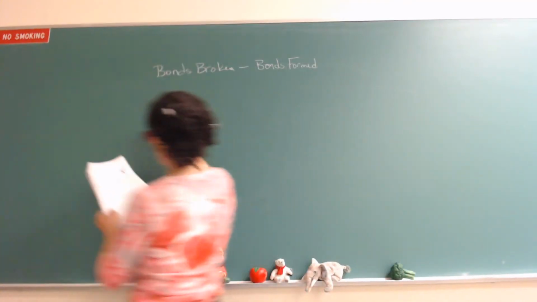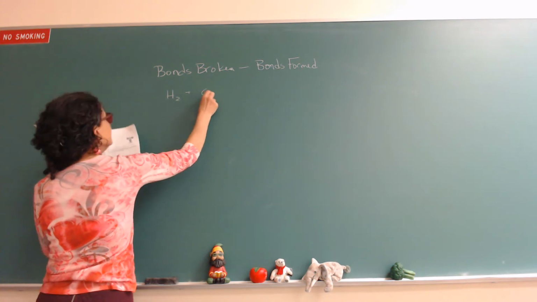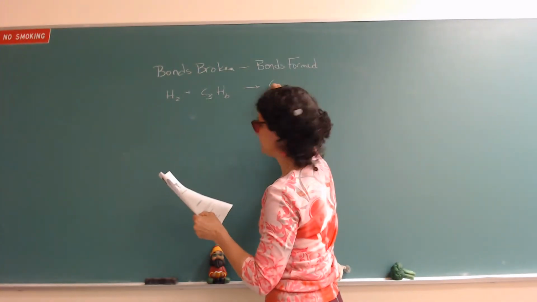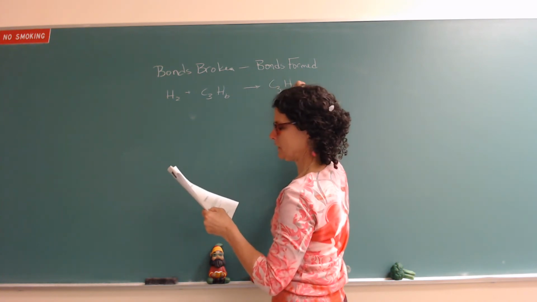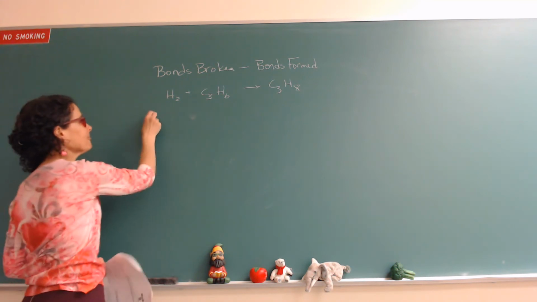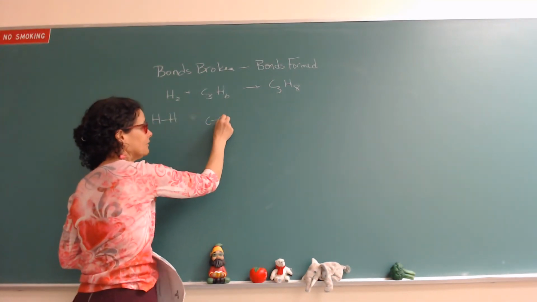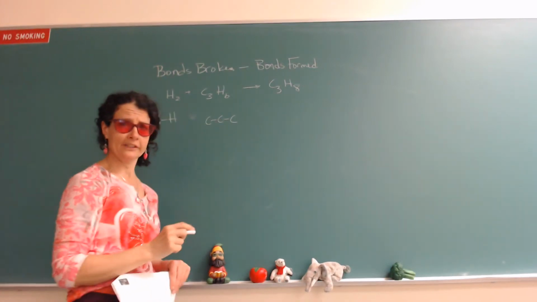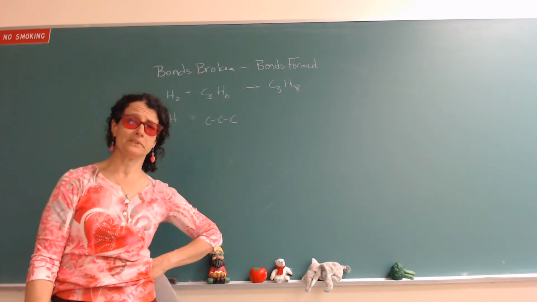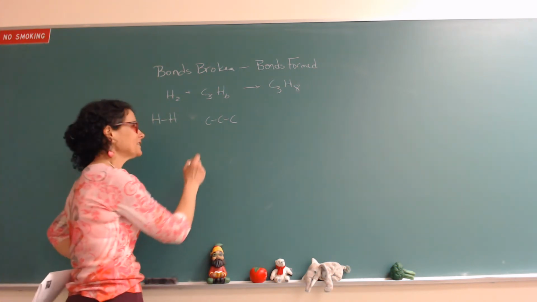Okay? So in this case we have H2 plus C3H6, and it says we're going to C3H8. So we need to draw these. This is hydrogen, hydrogen. This is going to be 3 carbons hooked together. The next video is about Lewis structures and drawing them, and then next week we spend a lot of time on organic chemistry. So you'll become really good at this.